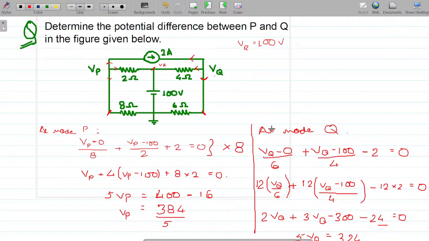Okay, this was a simple application of what? Nodal analysis. We did a similar question yesterday on nodal analysis. Today is the second question that we did. This is how you need to approach such questions. Okay.